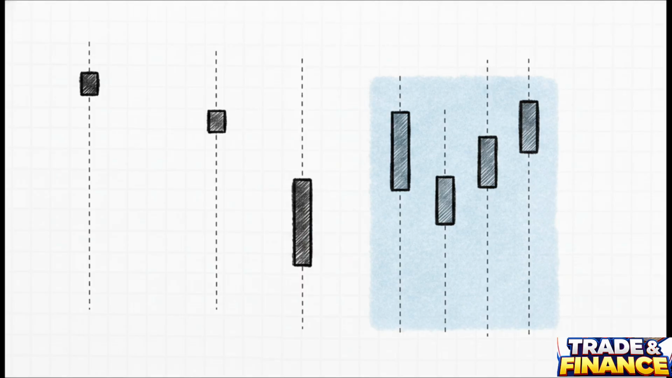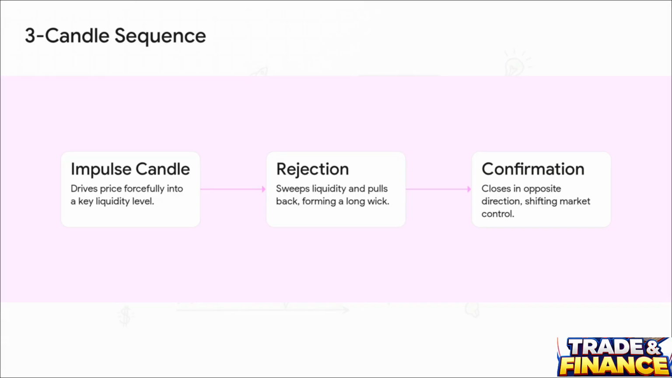Oh, and if you happen to have a cluster of multiple wicky candles right at a swing extreme, you can actually map a multi-candle block. You just draw your zone from the nearest body open or close, all the way down to the absolute lowest or highest wick tip of that entire cluster. And this brilliantly illustrates how we validate this setup in live market conditions. We look for a highly standardized 3-candle sequence. First, you have the impulse candle. This is what drives price forcefully into a key liquidity level. Second is the rejection candle itself.